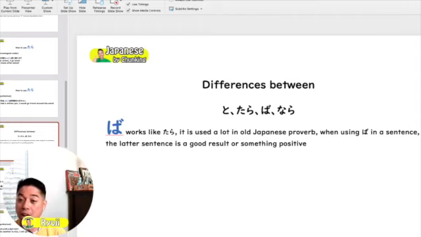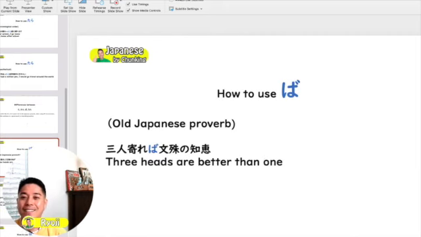It is used a lot in old Japanese proverbs. When using ば in a sentence, the latter sentence is a good result or something positive. So let's take a look at one of the old Japanese proverbs. 三人よれば文殊の知恵。This means three heads are better than one. 三人, so three people. よれば means together.